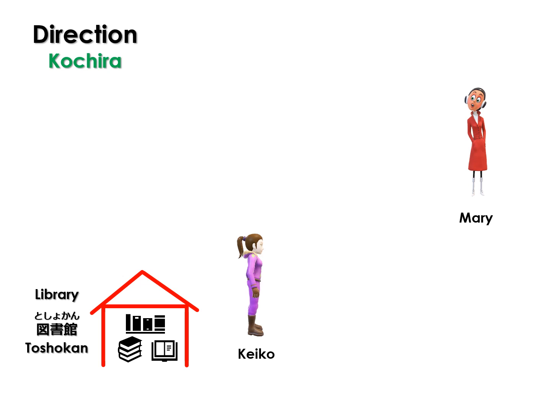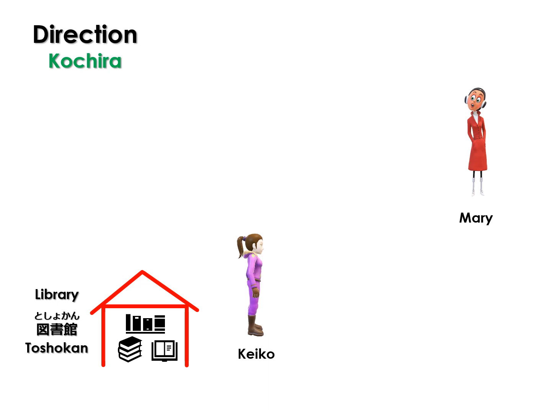Let's study how to use the pronouns for direction. Kochira, this way. Sochira, that way, in the direction of the listener. And achira, in the direction far from both speaker and listener. In this slide, let's practice kochira, this way. We have Keiko, who is close to the library, or toshokan.